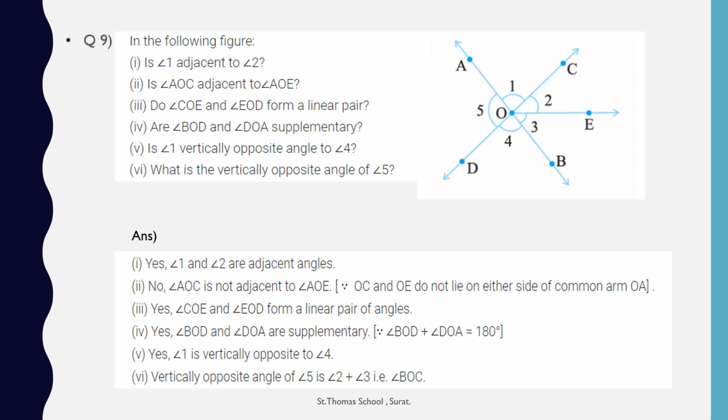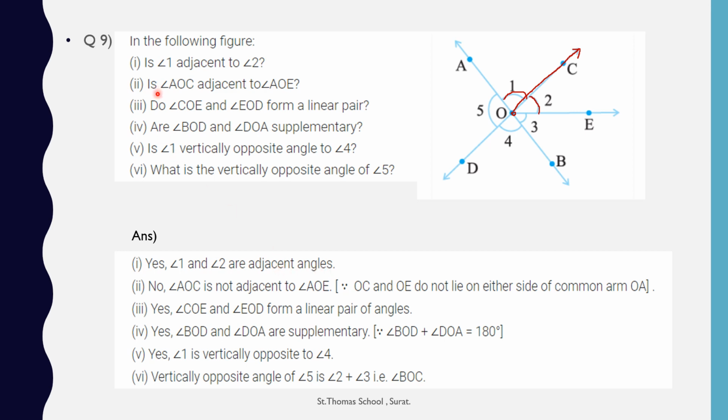You can check like this. This is angle AOC, this is angle 1. And EOC, this is angle 2. Here you can see that this is a common vertex and this is a common arm, and we can say that these two non-common arms are on either side of the common arm. One is OA and one is OE. Both non-common arms are on either side of the common arm. So we can say that these two angles are adjacent angles. Yes, angle 1 and angle 2 are adjacent angles.